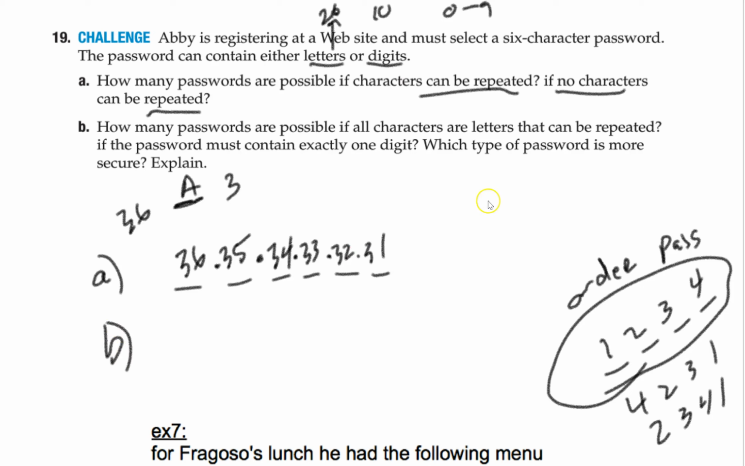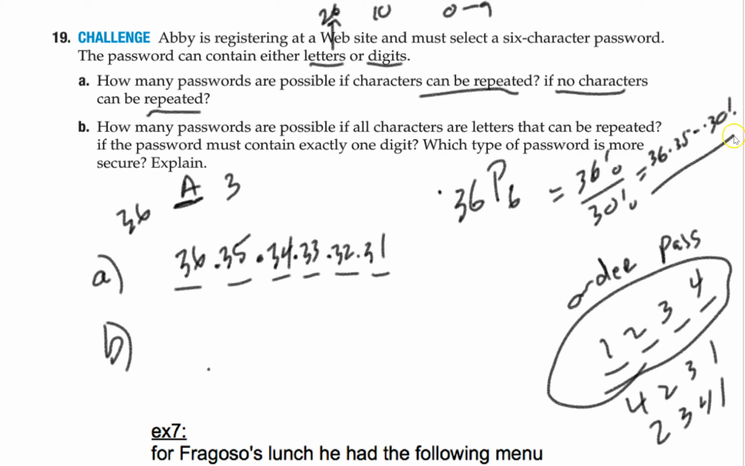That's the same thing, by the way, as saying 36 P 6, right? Because I have 36 options, order matters, and there's only 36 possible characters and only 6 places. And remember the formula for this? It's 36 factorial over 36 minus 6, 30 factorial. That should be 36 times 35, all the way to 31. And then these will cancel out, and you basically get that.